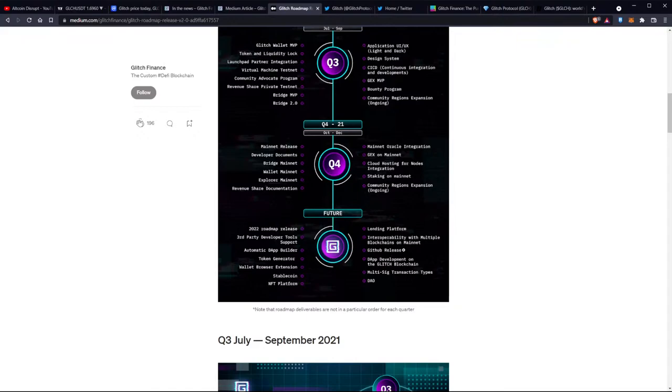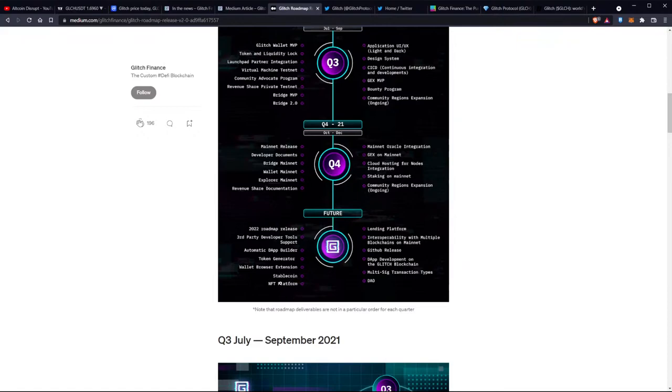So they're releasing their developer's files to a developer community. People can check out those files. It's quite interesting. DApp development on the Glitch blockchain and multi-sig transaction type, and more information on the DAO, decentralized autonomous organization, and a stablecoin in the future. So these are all future things that they're considering, things that they're working on.